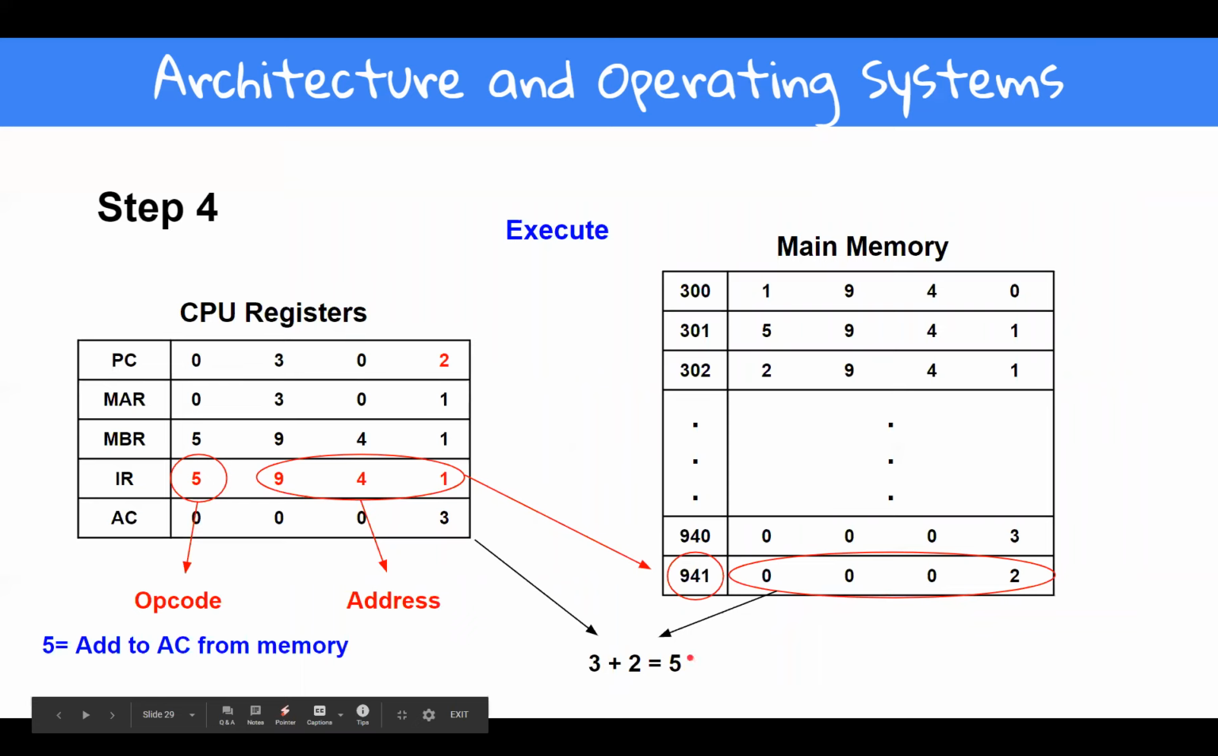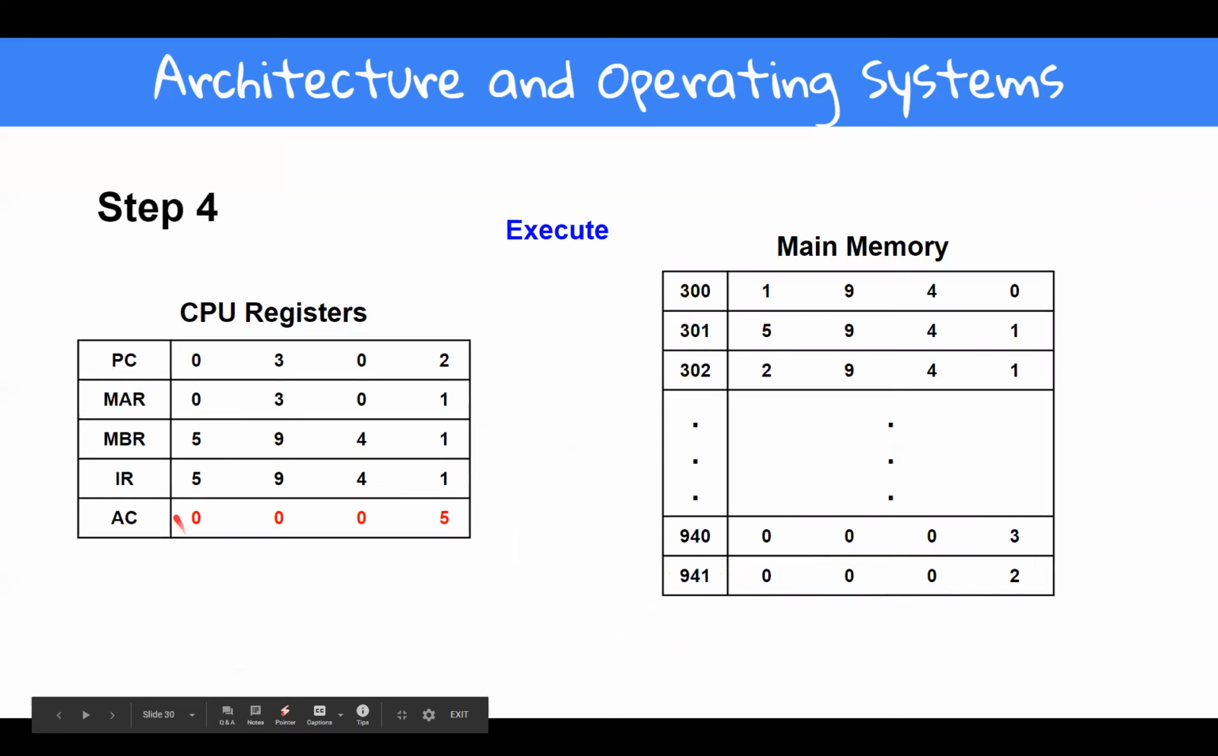I've got to update, add to AC from memory. So this 5 goes and sits in AC. This is the second cycle of execute. Now we've got to go to next fetch.